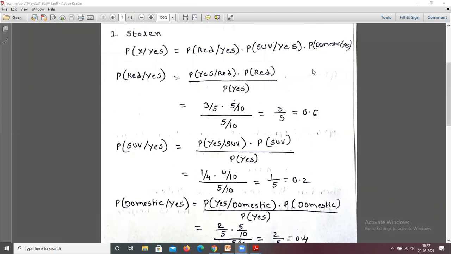How can we find that? Probability of red by yes equals probability of yes by red into probability of red by probability of yes.